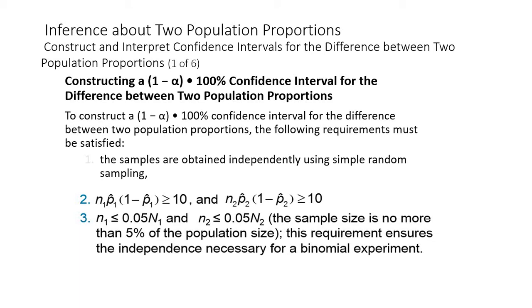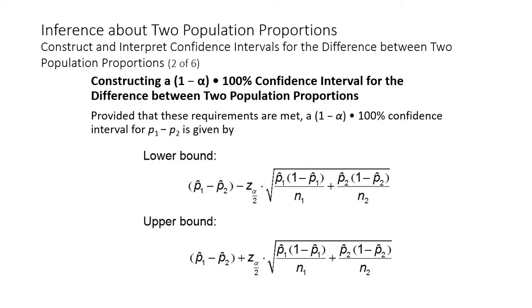between two population proportions. The lower bound and the upper bound for the confidence interval is given by p1 hat minus p2 hat plus or minus the critical value z sub alpha divided by 2 times the margin of error, which is the square root of p1 hat times (1 minus p1 hat) divided by n1 plus p2 hat times (1 minus p2 hat) divided by n2. When we choose the negative sign, we compute the lower bound of our confidence interval. When we use the positive sign, we compute the upper bound of our interval.